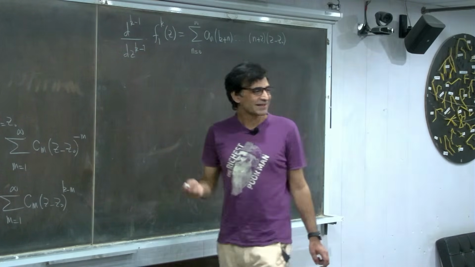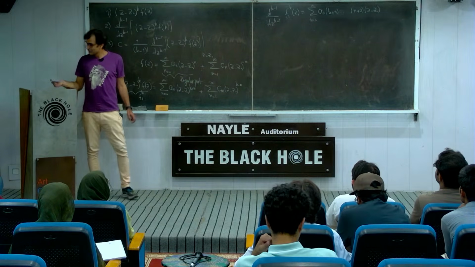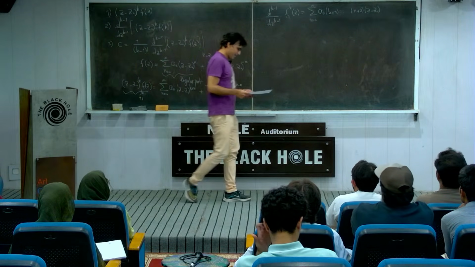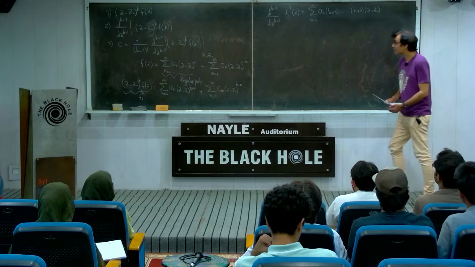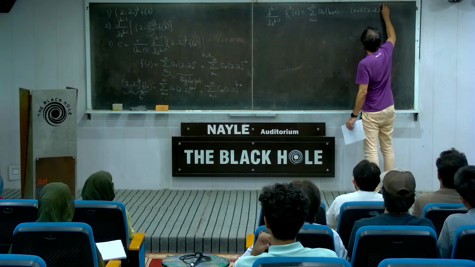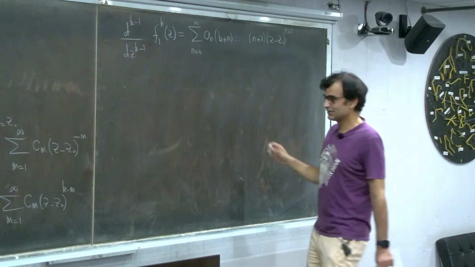And then what will you have over here? What is the power of z minus z naught? Any suggestion? 2 or what? N plus 1. Very good. Because the power is one less than this one.